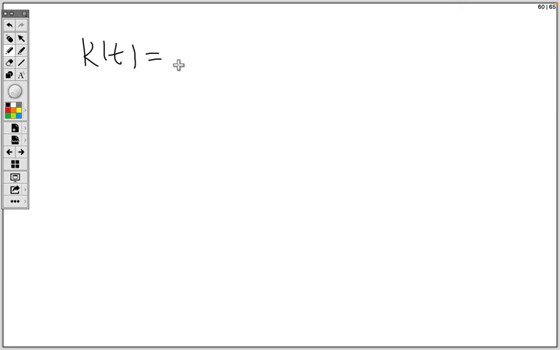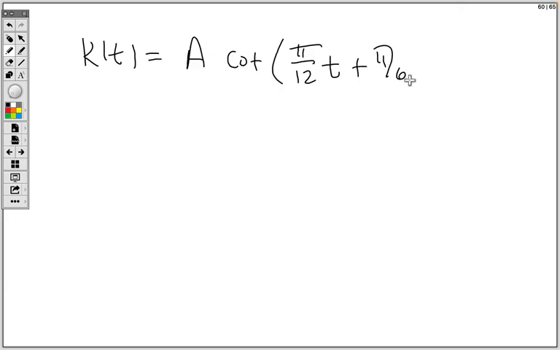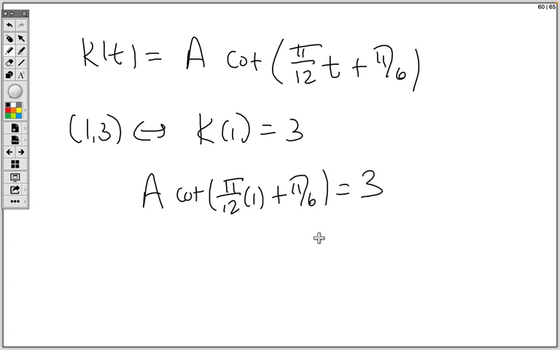I think we'll call it K of t. A cotangent of pi over 12t plus pi over 6 plus 0. And now I can play the same game I did before. I can use the fact that (1, 3) is on the graph to tell me that k of 1 has to be 3. So a times the cotangent of pi over 12 times 1 plus pi over 6 is equal to 3. What's pi over 12 plus pi over 6?